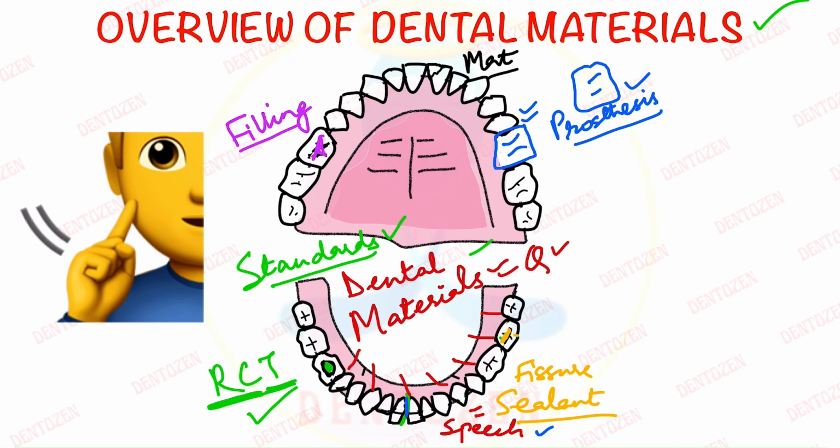So in this video, we are going to discuss what is the classification of different dental materials, what are the different groups of materials which can be used, what are the characteristics of ideal restorative material, and then how the standardization is done for the dental materials.